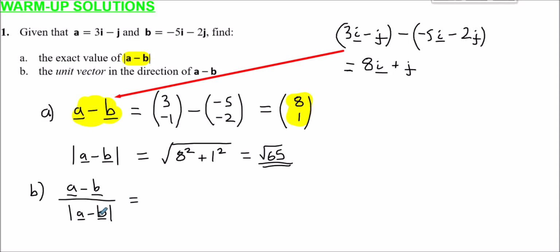And so the magnitude of A minus B was root 65, and so we're going to divide through by root 65. So we can say it's 1 over root 65 of the vector A minus B, which is 8i plus j. And that's how you'd write it in i-j form. So that's all we need to do for question 1.